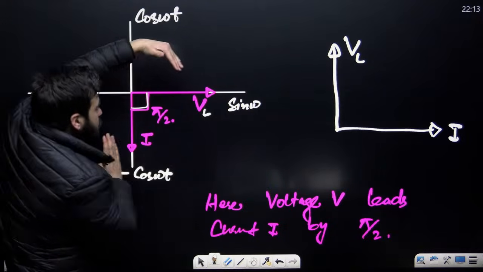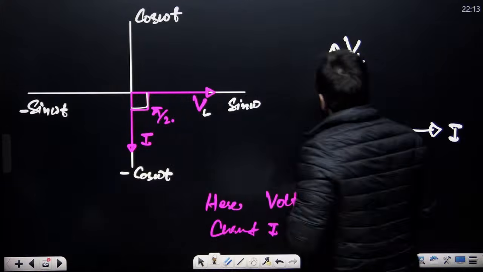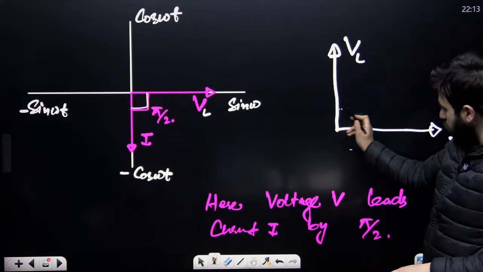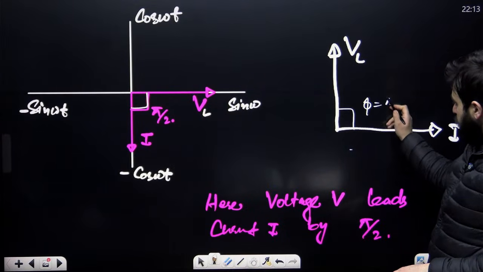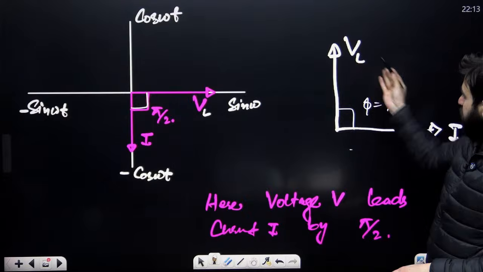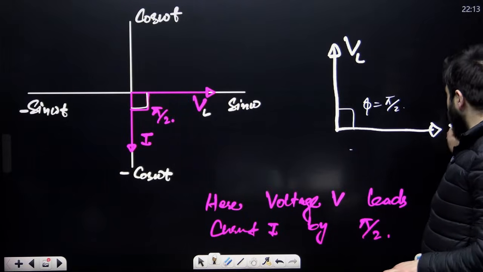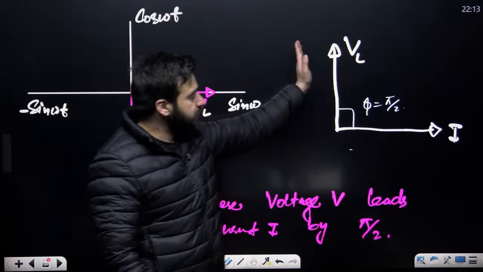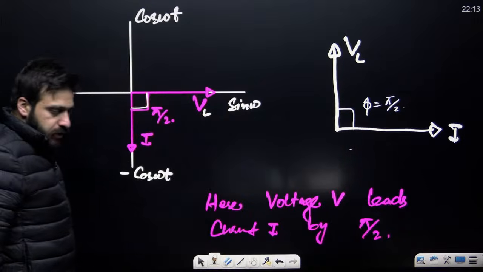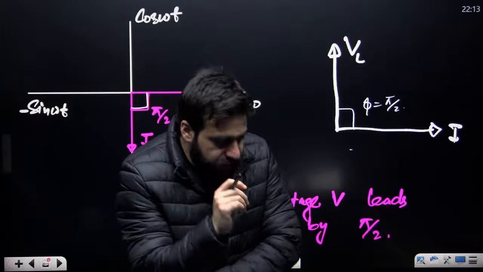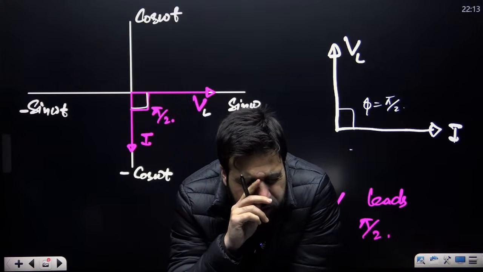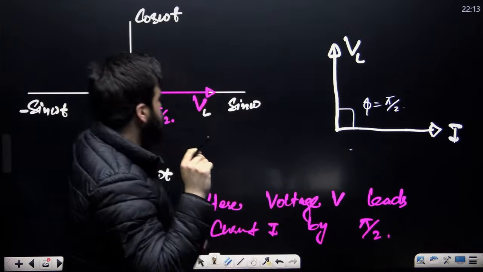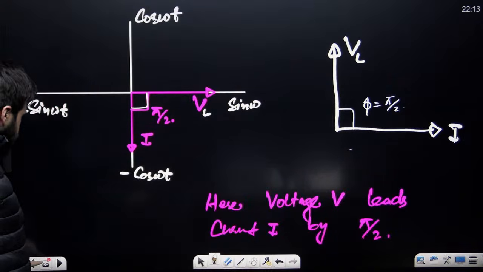Pi by 2. Even you can take it like this also. You can make the voltage from upper side, current in the forward direction. Because here also, this phi is pi by 2. Here also, voltage leads current by pi by 2, or current lags voltage behind by pi by 2. So what did I tell you as of now? In case of pure resistive circuit, voltage and current are in the same phase. In case of pure inductive circuit, we can say voltage leads current by pi by 2.